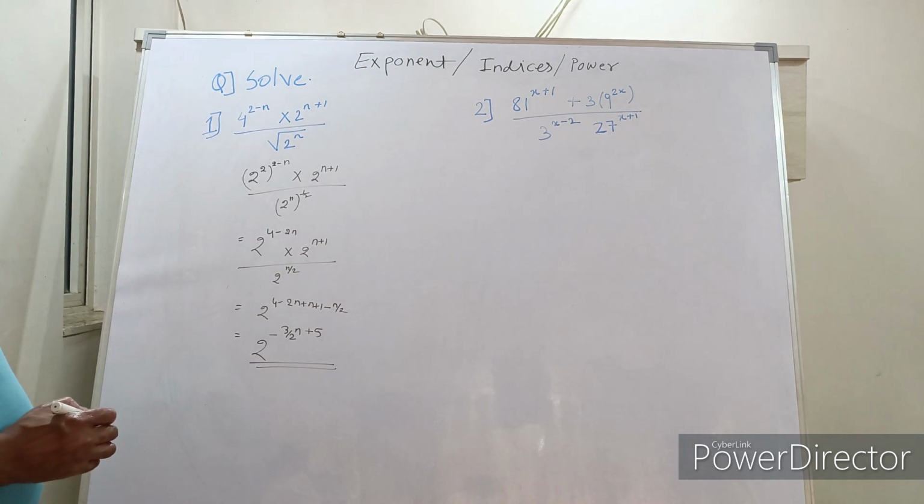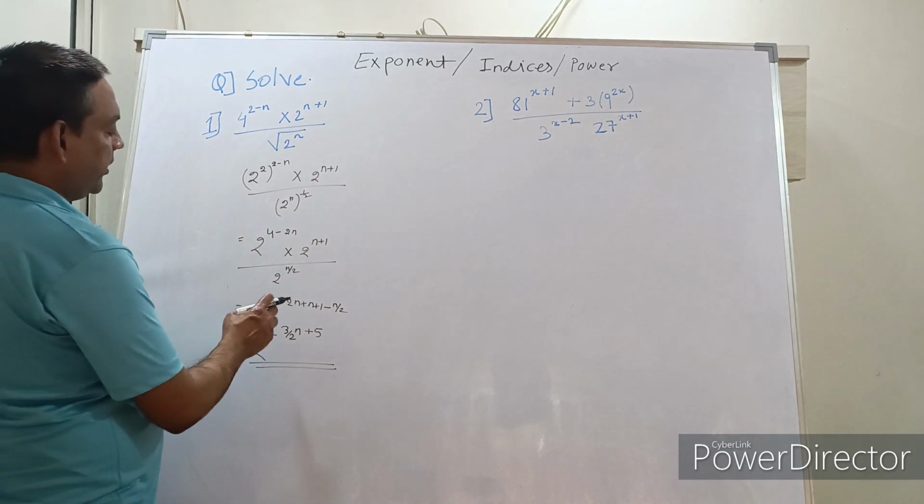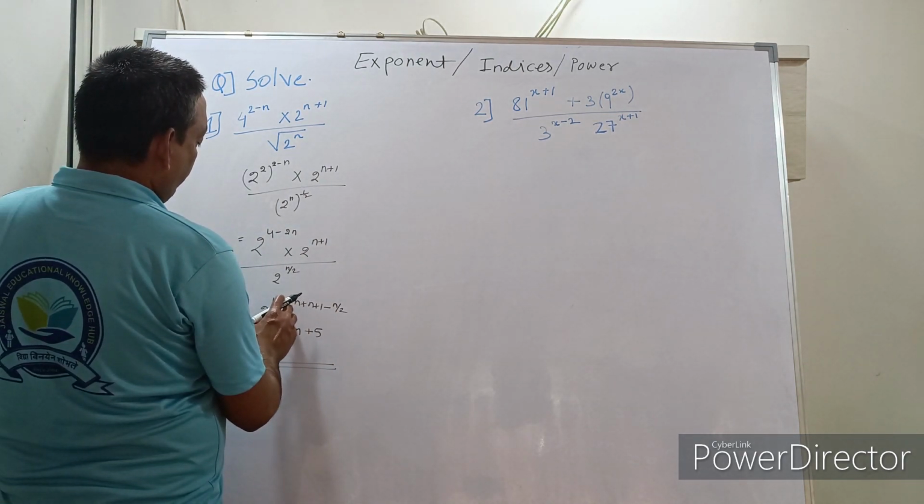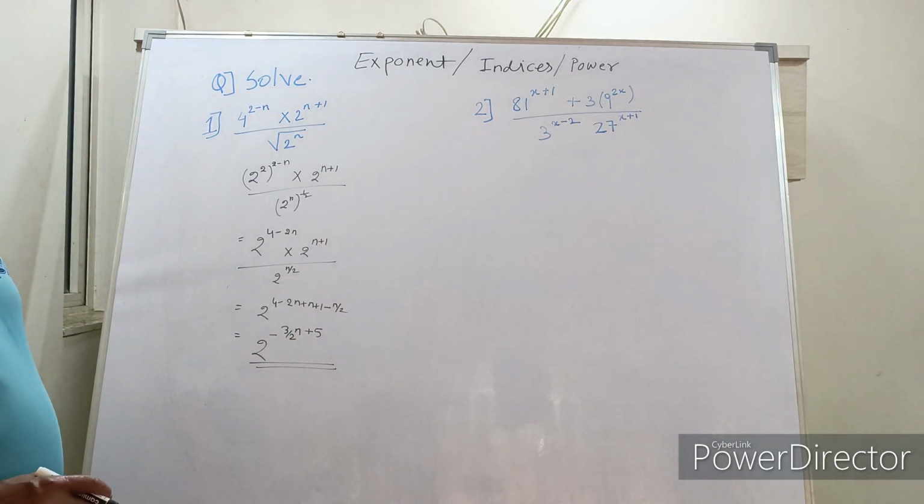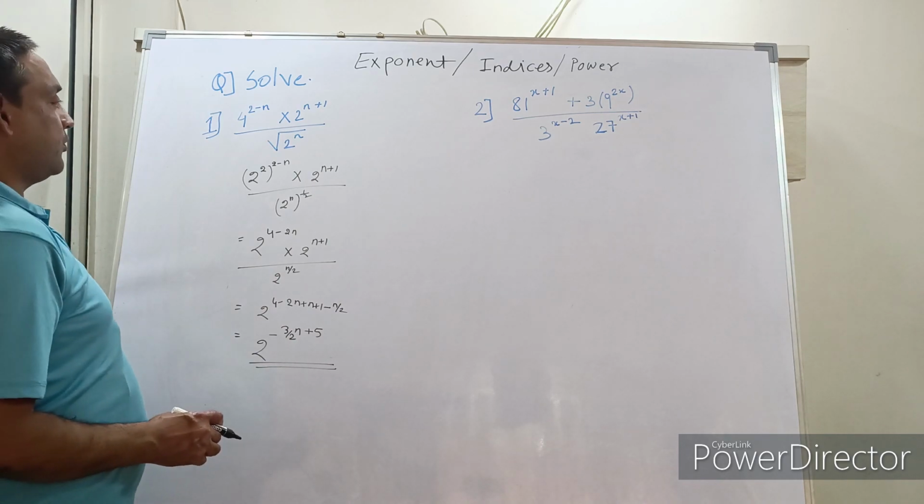Proper. 4 plus 1 is 5, and then this will be minus 2 plus 1 gives you minus 1, minus 1 minus half, minus 3 upon 2n. So 2 raised to minus 3 upon 2n plus 5 is the answer.